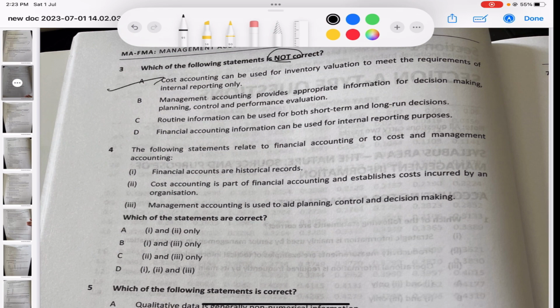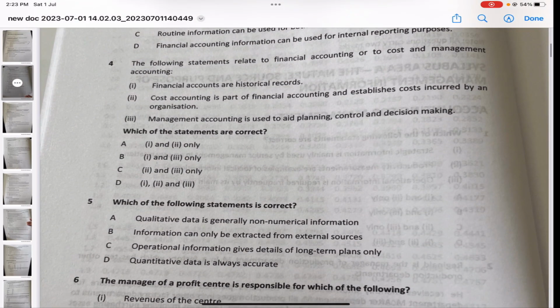Why is it A? Because cost accounting can be used for inventory valuation to meet the requirements of both internal as well as external, right? Cost accounting is something which can meet both of the criteria. In the question here, they have said that it is only required for internal reporting, whereas we have discussed in the chapter that cost accounting is going to be used for external as well when it comes to inventory valuation.